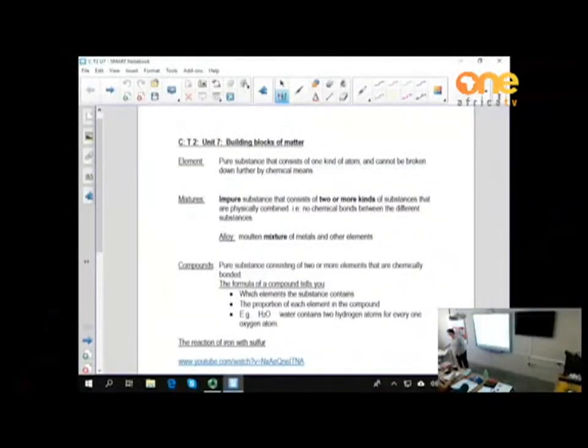We have to start off with Unit 7, the building blocks of matter. It's page 115. At the top, the introduction: everything around us is made up of atoms. Atoms, molecules, and ions are the building blocks of all materials.